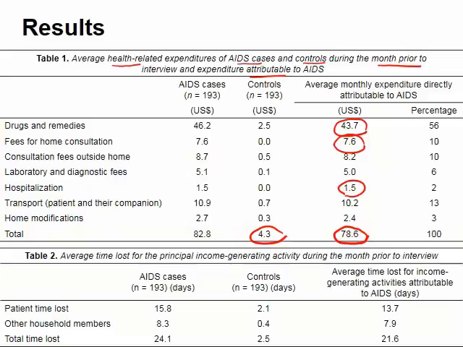And if you look at table 2 here, you see the average time lost for the principal income generating activity during the month prior to interview. You see that for AIDS cases, they lost a lot of time in days, 16 days compared to 2 days in the control, and the attributable number was nearly 14 days. And for other household members, presumably because they were taking care of the patients with AIDS, they were losing 8 days compared to nearly 0 days for the controls, and the difference is also around 8 days. So you have 24 total days lost for AIDS patients, and the difference is about 22 days.